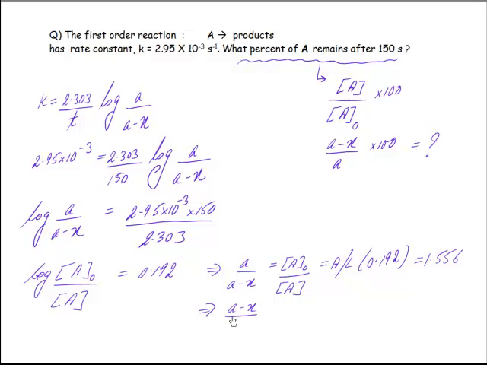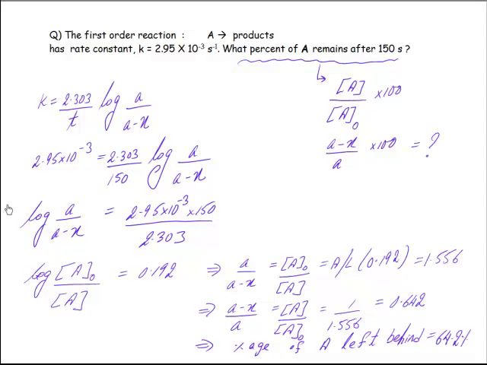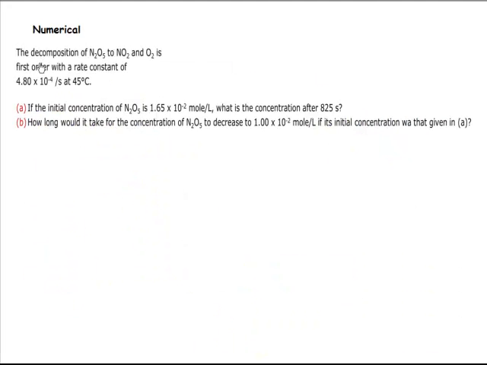So therefore, (A minus X) upon A or A upon A0 will be equal to the reciprocal of 1.556, which is equal to 0.642. This means that the percentage of A remaining behind will be equal to 64.2%. Let's have a look at the next numerical.